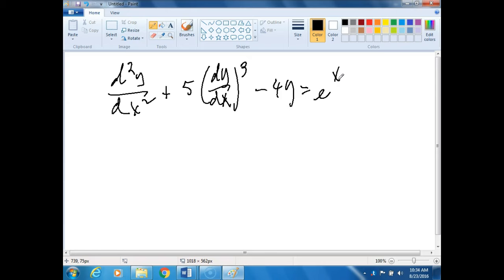Now, remember when I asked what comes to my mind when I think differential? Here is actually another way to write a differential equation.